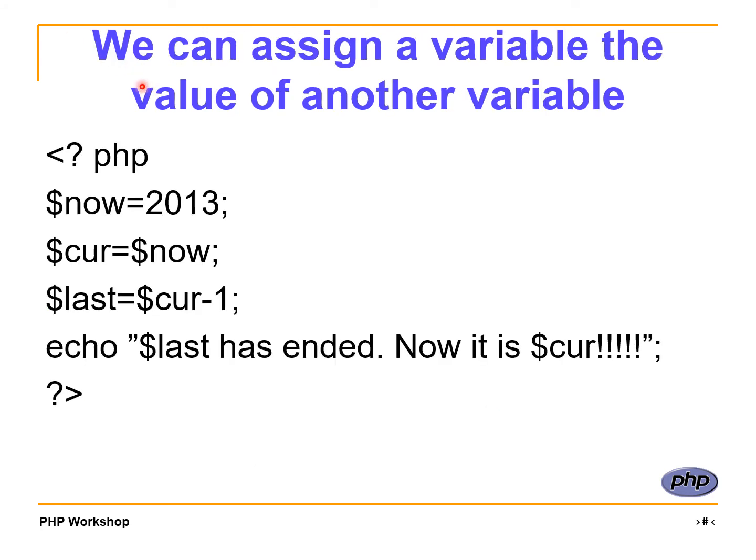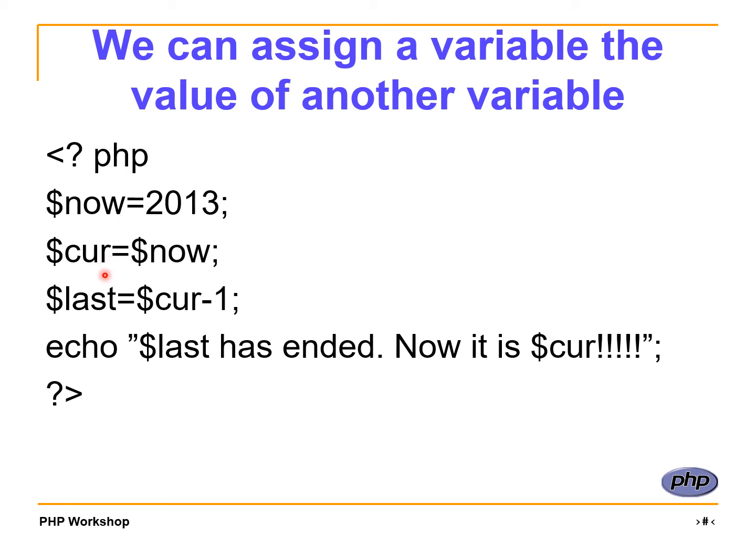Now we can see another example for variables. We can assign a variable the value of another variable. Here is an example code. This is the starting PHP code. $now is equal to 2013. So we create a variable now with value 2013. $current is equal to $now. So the value of now is assigned to another variable called $current.